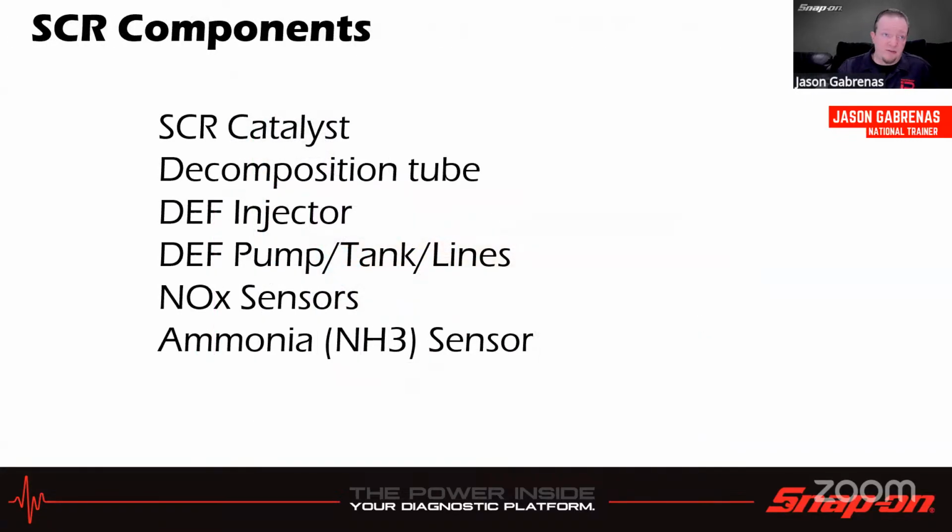And that brings us to selective catalyst reduction. So we have the SCR catalyst itself, the decomposition tube in there, the DEF injector, which injects the actual fluid in there. Then, of course, the associated pump, tanks and lines, NOx sensors to see what's going on, going in and going out. And then sometimes, not always, an ammonia sensor. And there's a reason, that I'll mention a couple times throughout this, why we need that ammonia sensor if we have it.